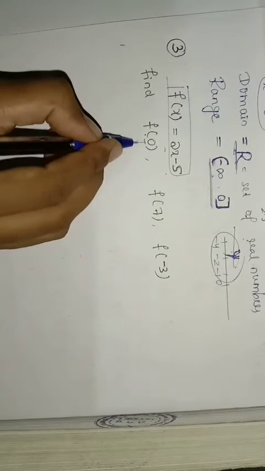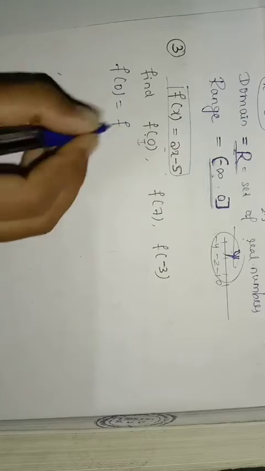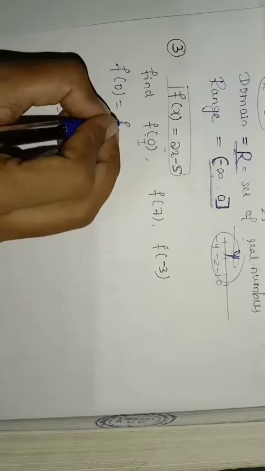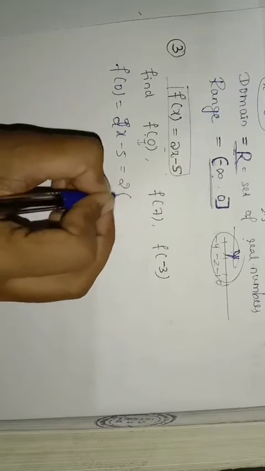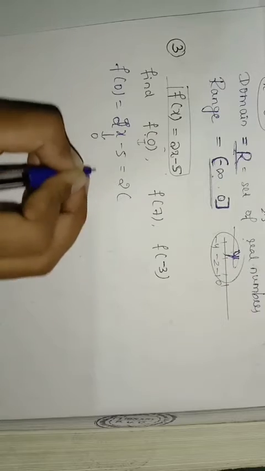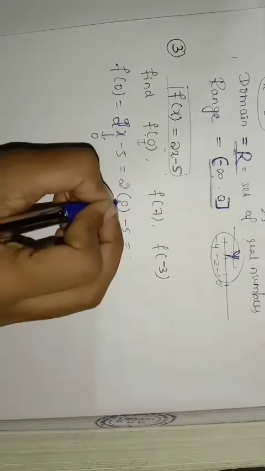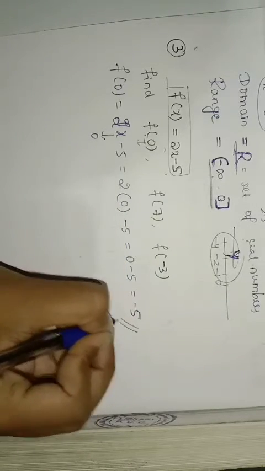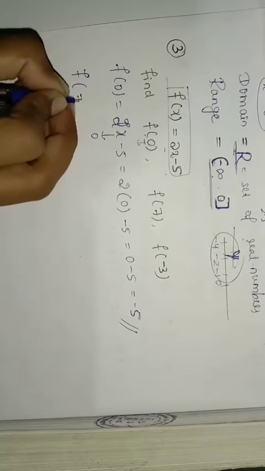So what do you do here? Wherever there is x, put 0 once. See, what is f of 0? First, what is f of x? 2x minus 5. So f of 0 means 2x minus 5, that is 2 into x, wherever x is, you put 0. So 2 into 0 minus 5. So 2 into 0 is again 0 minus 5. So that is minus 5. So f of 0 became minus 5. So similarly find out f of 7.